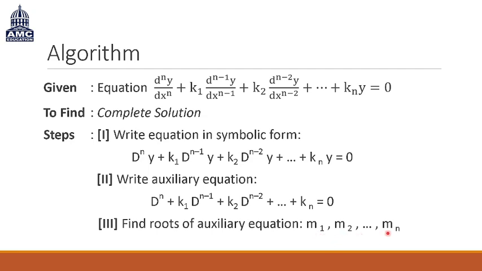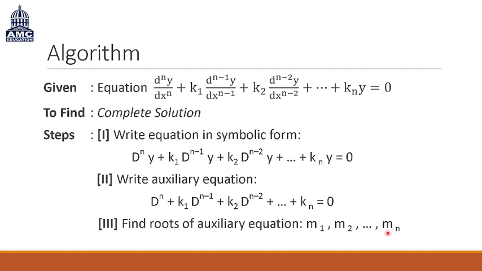So we have got a linear differential equation with constant coefficients. We write it in symbolic form, and then we write the auxiliary equation and find out its roots m1, m2 up to mn. Now, let me tell you that the solution y depends on the nature of the roots of the auxiliary equation. So we are going to have three cases over here.